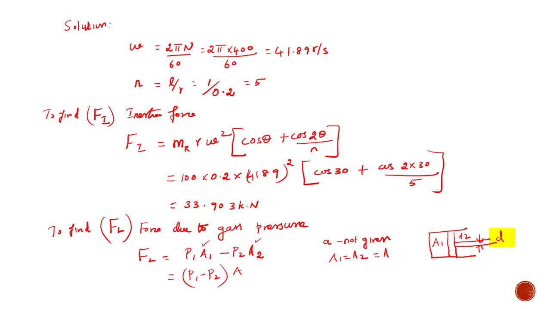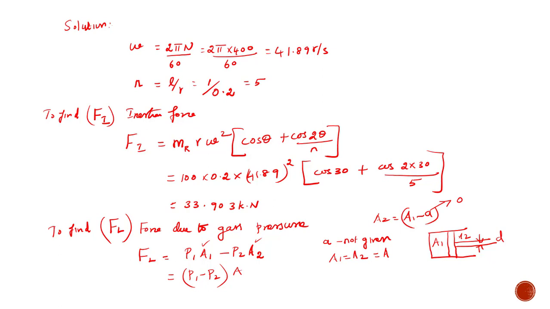If the diameter of the piston rod is given, then what you need to do is find out the a2 value. a2 is a1 minus a. Since the a value is not given, we have taken that as 0. So a2 is equal to a1, which is equal to a. So now we have this formula to find out the load which is acting on the piston due to gas pressure.